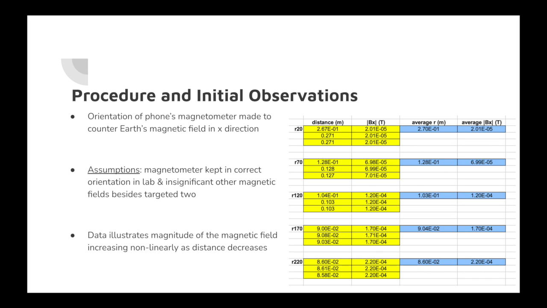So now for the procedure and initial observations. We have the orientation of the phone's magnetometer made to counteract Earth's magnetic field in the x direction. So we align the phone until Bx is close to 0, so we can ignore the Earth's magnetic field. The results would be different and inaccurate had we not done this. So for the assumptions, the magnetometer is kept in correct orientation in the lab, and the other magnetic fields besides the targeted two are deemed insignificant. And finally, the data illustrates the magnitude of the magnetic field to be increasing nonlinearly as the distance decreases.